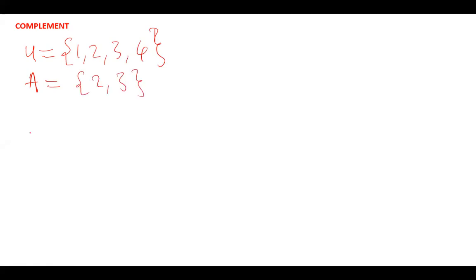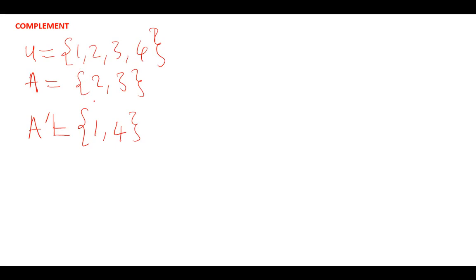If they ask you to find the complement, it is just listing the elements that are not in A, but they are present in the universal set. So we have 1; 2 is also in A, 3 is also in A, and then 4 there. So A complement is just listing the elements that are not in A, but they are present in the universal set. Okay.